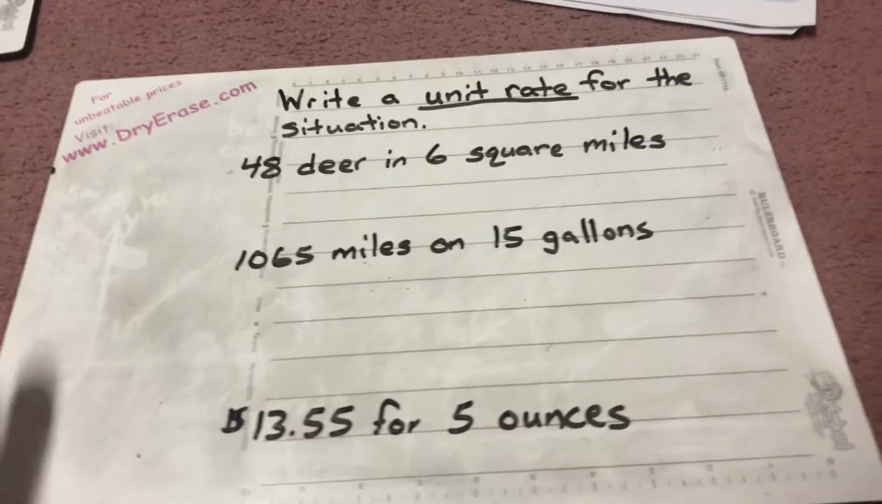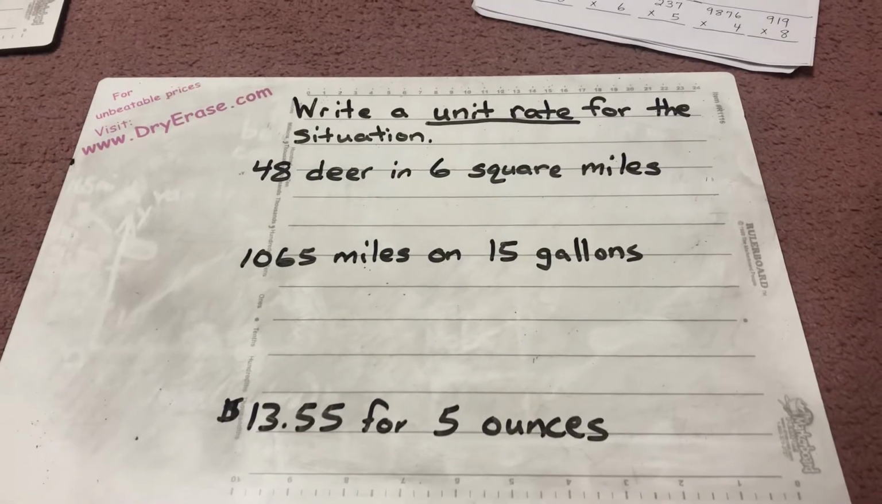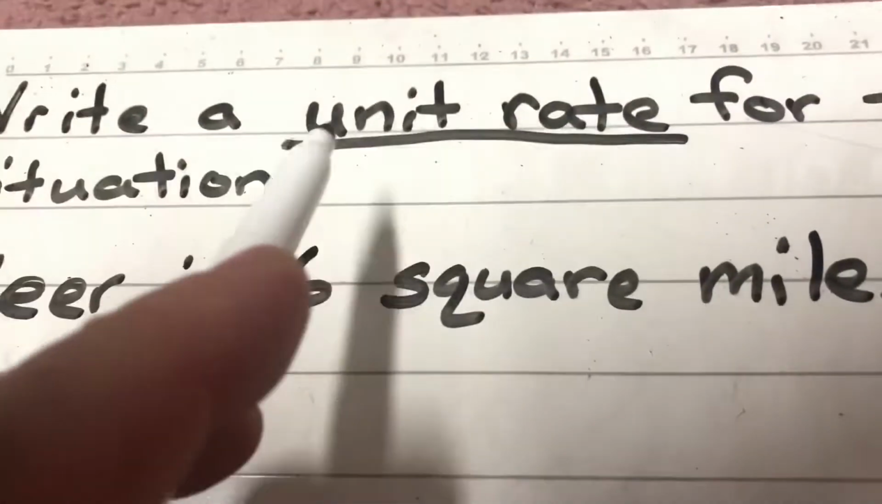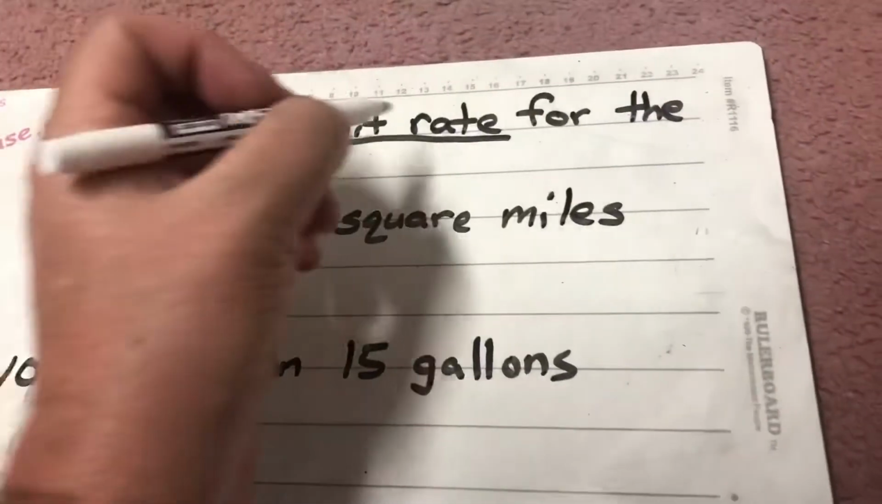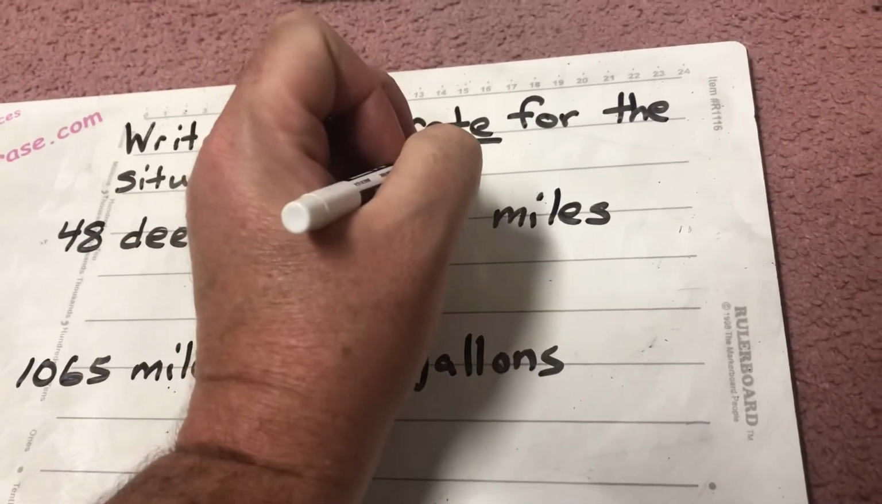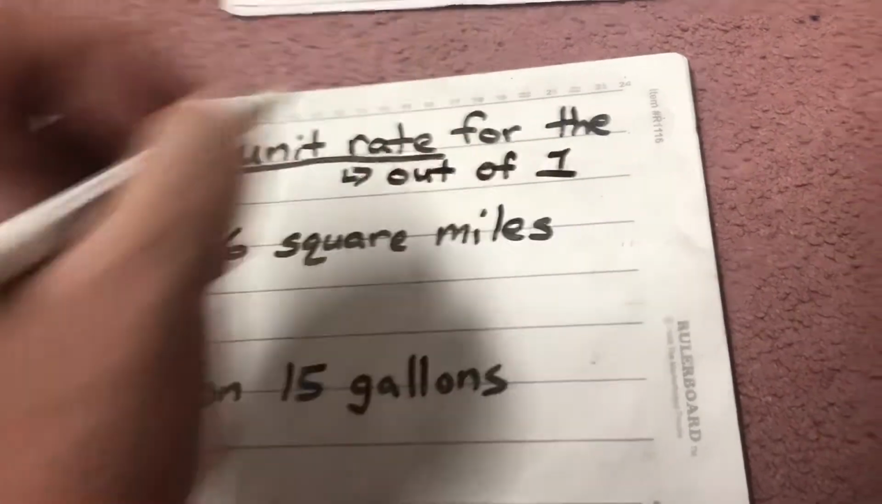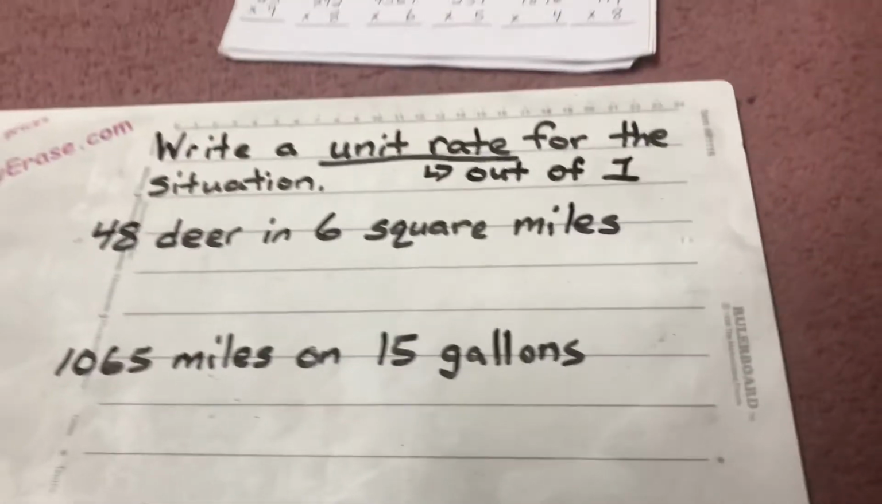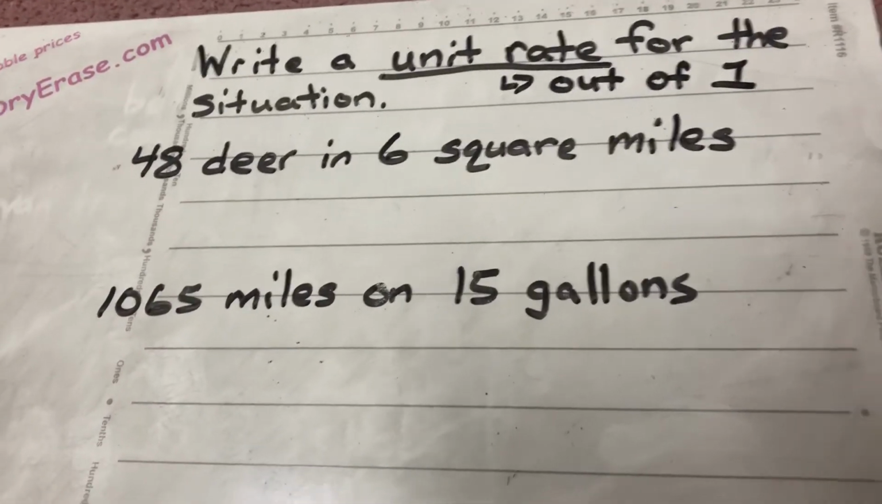All right, sixth grade. We're moving on here in chapter 3, looking at lesson 3.5 today, focusing on this phrase, unit rate. Essentially, a unit rate means out of 1. So we're going to be writing a unit rate for the situation out of 1.